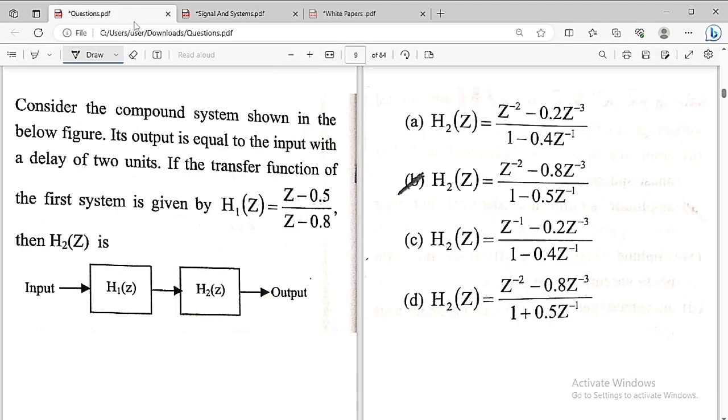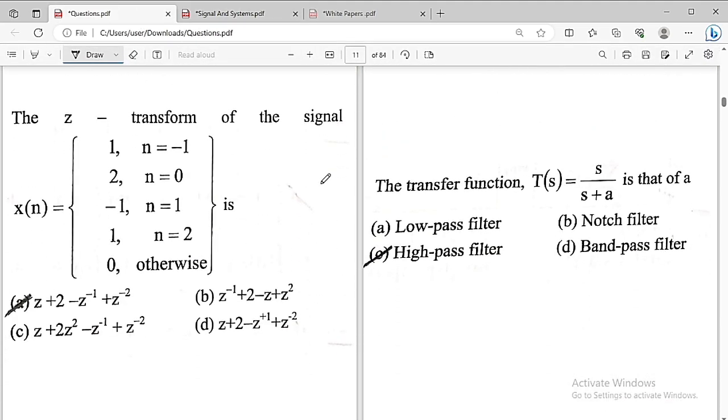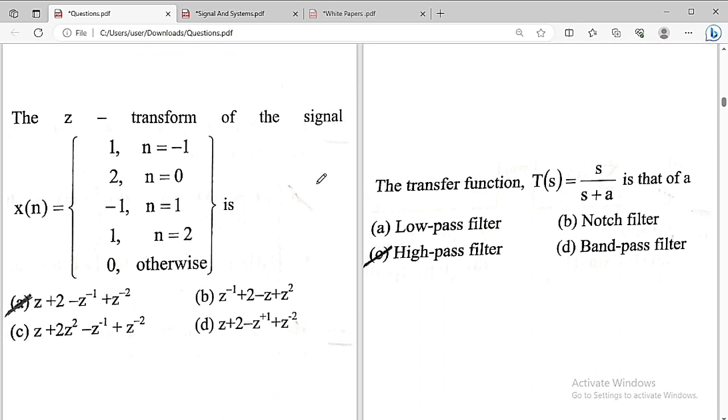So now we are going to solve another question. See the question here. The z transform of the signal x(n) is equal to 1 for n = -1, 2 for n = 0, -1 for n = 1, and 1 for n = 2, and 0 otherwise. So basically they have given some discrete time signal, and they are asking what is the z transform of the signal.